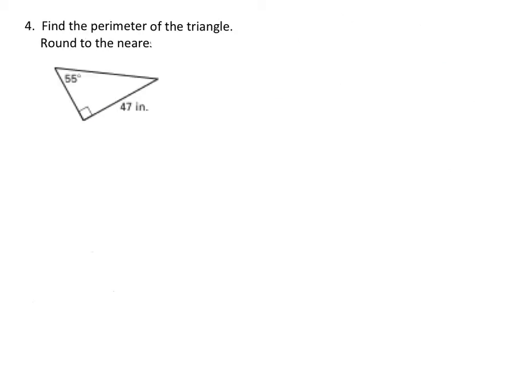Now for the next problem, number 4, they want us to find the perimeter of this triangle below. First thing I notice is we're dealing with a right triangle, and they do give me one other angle besides that, the 55 degrees. So it looks like in this case I'm going to end up using my trig functions, so I'll write out my list real quick to help me find the other missing side lengths.